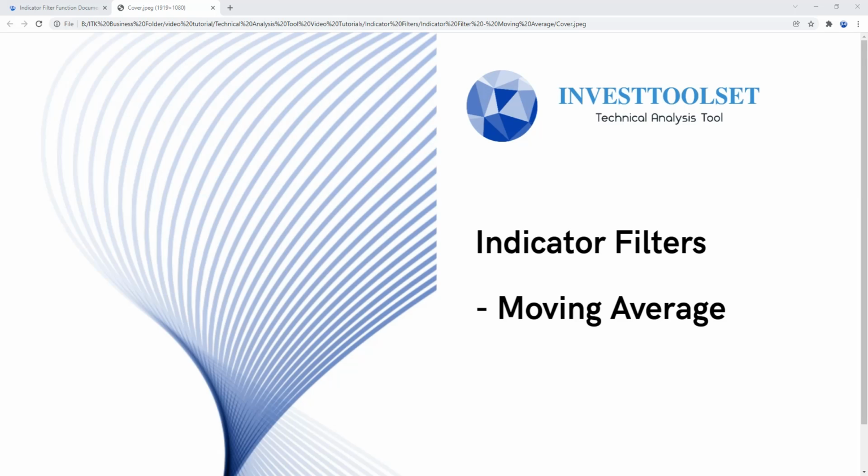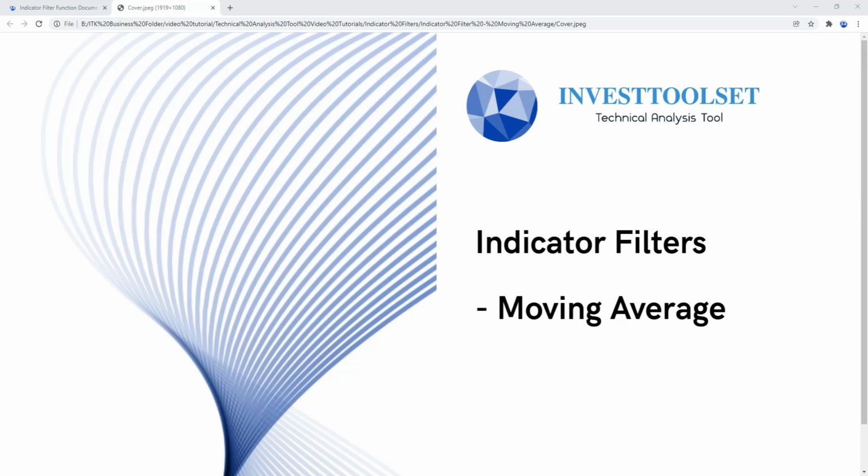We have already spent a lot of time talking about the other types of indicators and how we can create indicator filters around those technical analysis indicators. We haven't talked about anything with moving average so far. So in this tutorial, we are going to look into how we can create indicator filters around moving average.